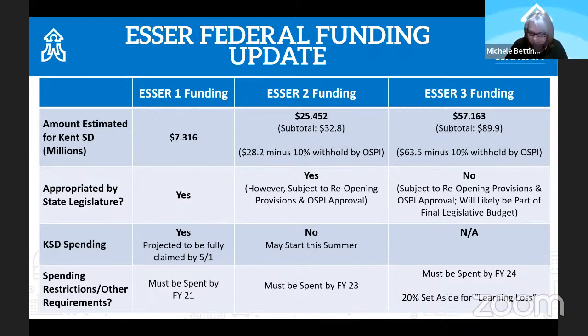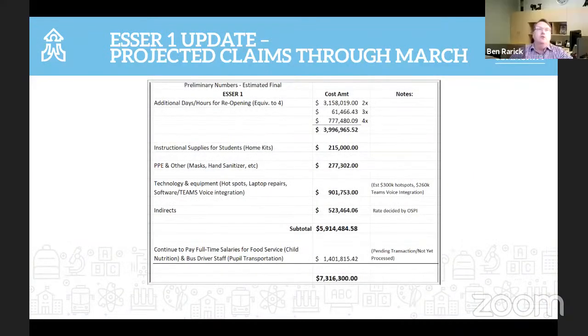Thank you. Okay, so here's where we're at on ESSER 1. I think we'll probably exhaust ESSER 1 in April. So through March, we had claimed 5.9 of the original 7.3. And you'll see kind of in broad categories how those break out.